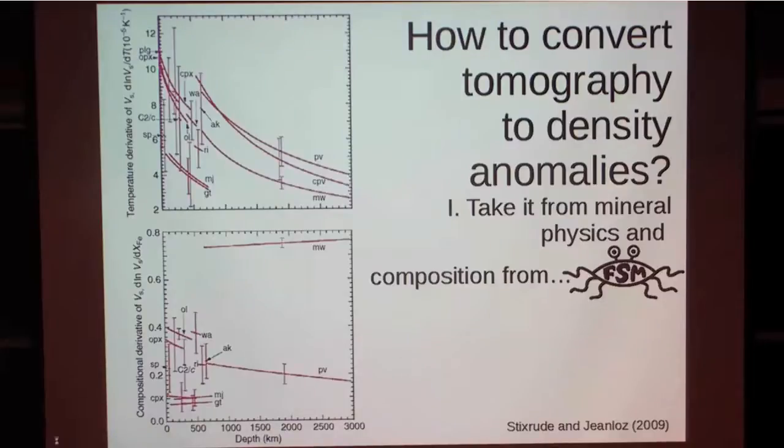We can go to the mineral physicists, and we have a number of great lectures that are explaining some of the complexities. Here's one from Stixrude and Lithgow-Bertelloni showing you the derivative of Vs with respect to temperature and of Vs with respect to composition as a function of depth. So we can take these derivatives, come up with some sort of composition and do the scaling, and then have temperature and composition.